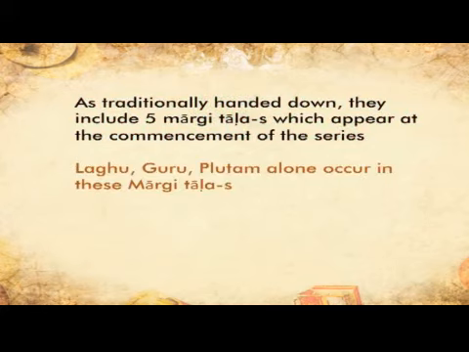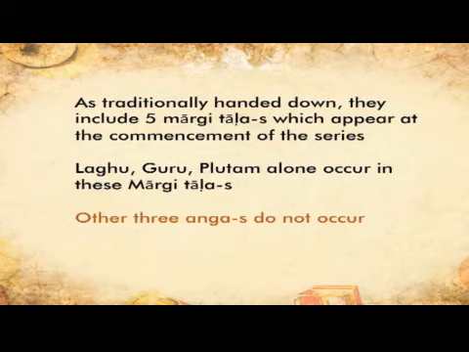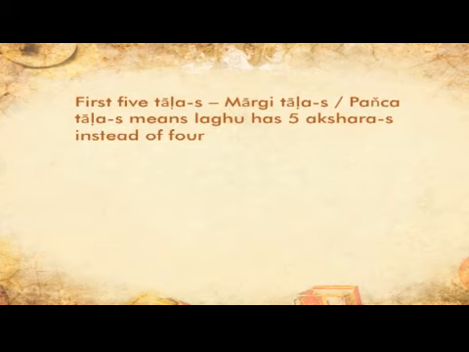The 108 talas, as traditionally handed down, include the 5 Margi talas which appear at the commencement of the series. The Lagu, Guru and Plutam alone occur in these Margi talas, and the other 3 Angas do not occur. The first 5 talas are called Margi talas or Panchatalas, where the Lagu has 5 aksharas instead of 4. Chart for 108 talas.